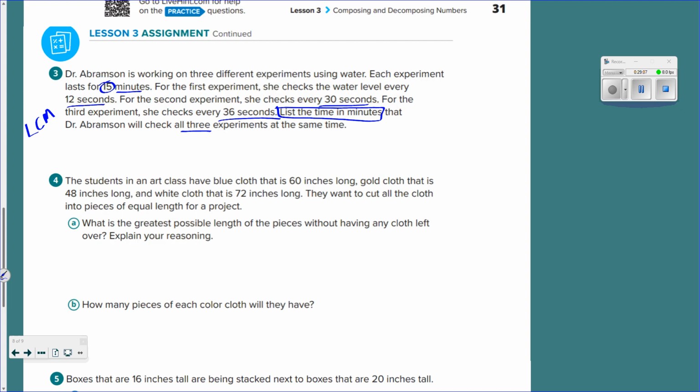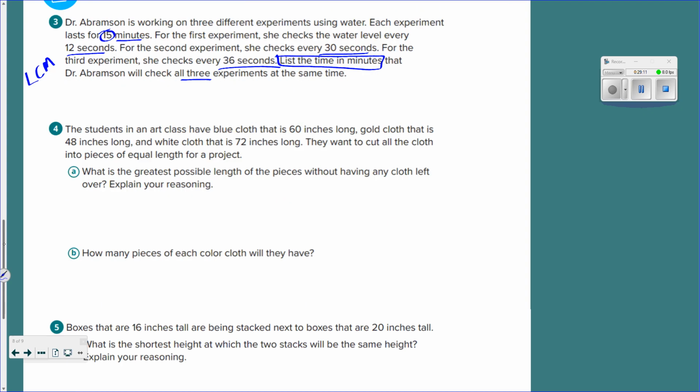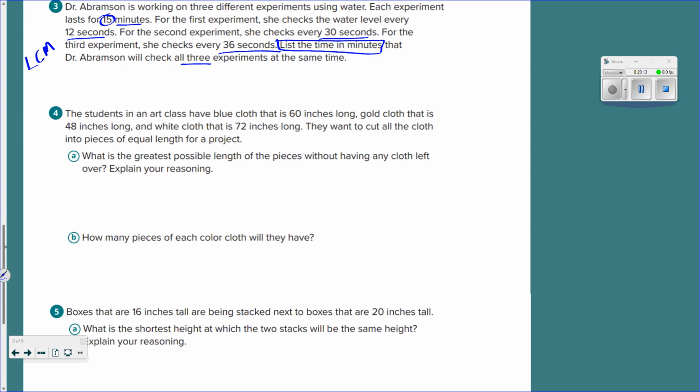Students in our class have a blue cloth, 60 inches, gold cloth, 48 inches, and white cloth, 72 inches. We want to cut all the cloth in pieces of equal length. What is the greatest possible length of the pieces? Not have any left over. So on this one, we're looking for a GCF. And then how many pieces of each color? That will be that top line once you're finished.